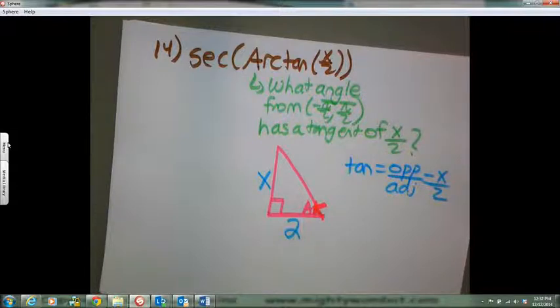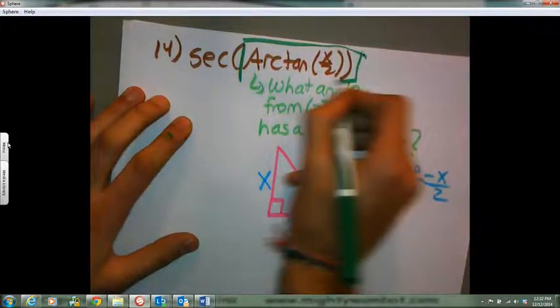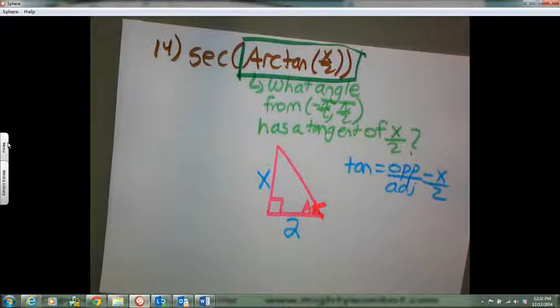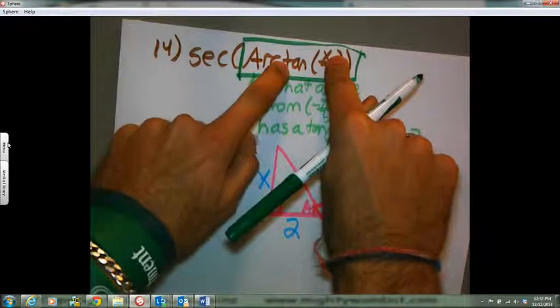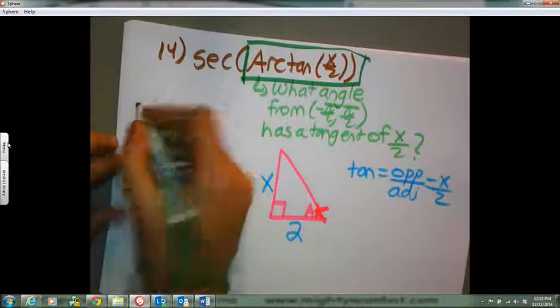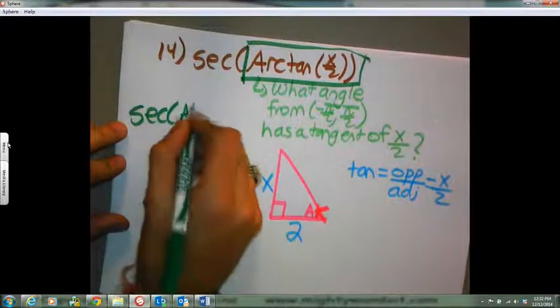So now, just answer the green question. What angle from negative pi over 2 to pi over 2 has a tangent of x over 2? AK. Because the tangent of AK is opposite over adjacent, x over 2. That's it. So on the last problem, we replaced this with a specific angle. We don't have a specific angle. All we are doing is replacing this with AK. So they're just asking for the secant of AK. That's it.